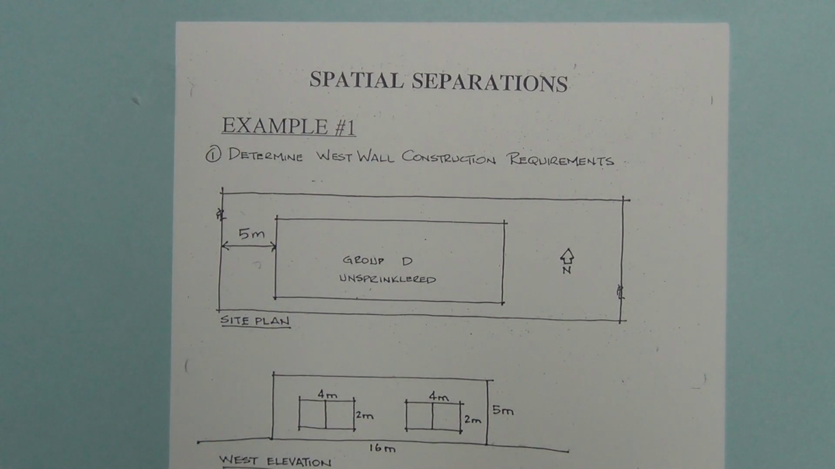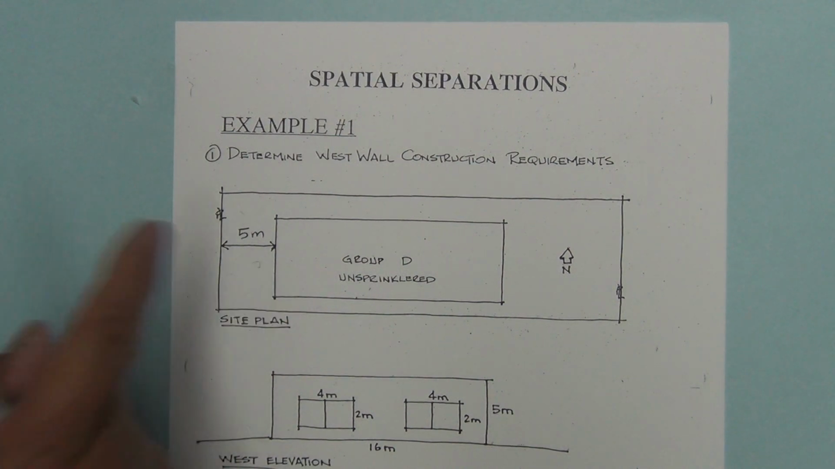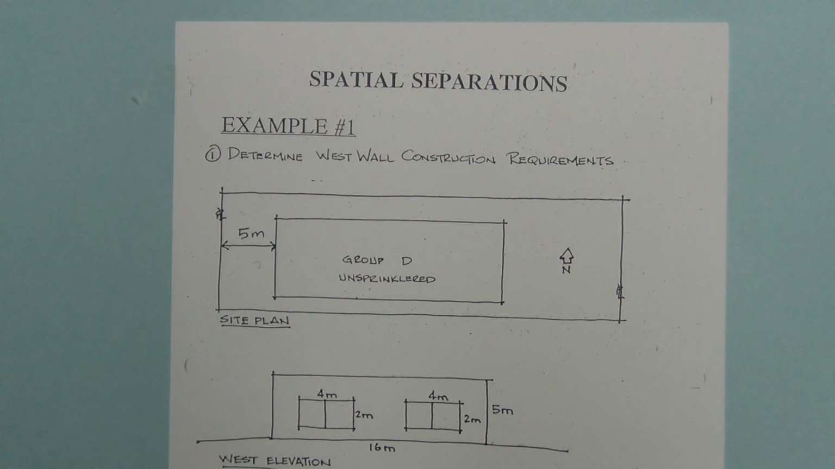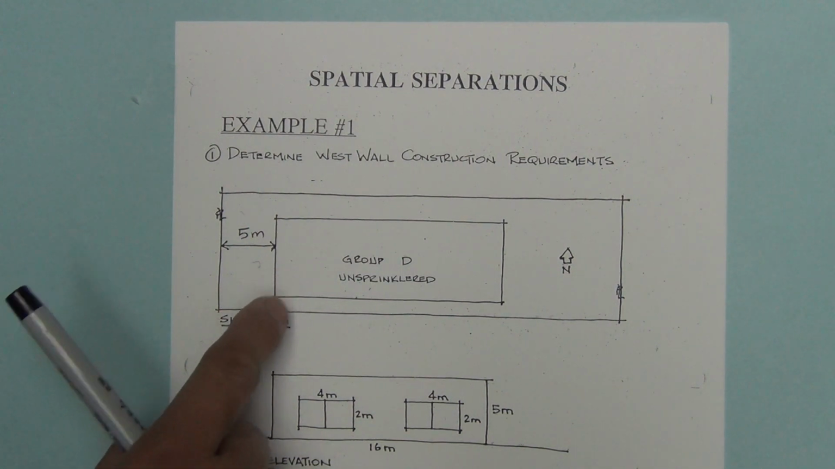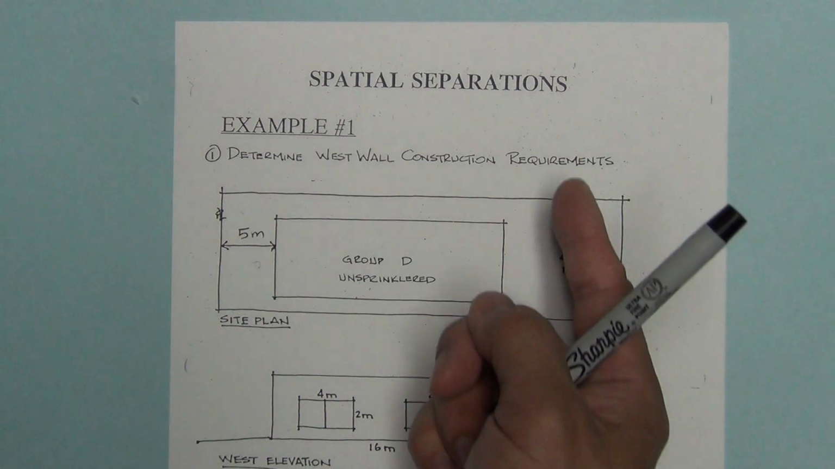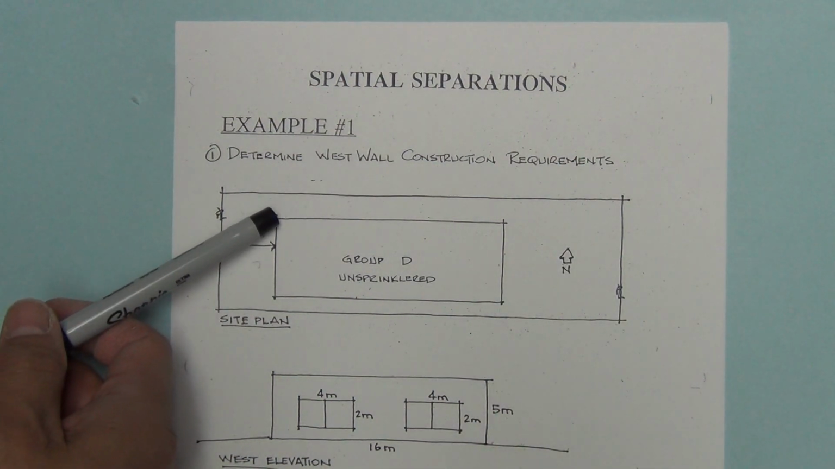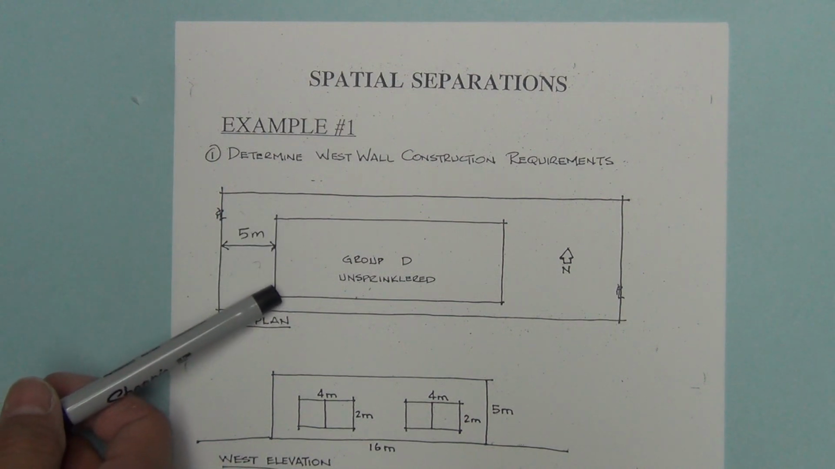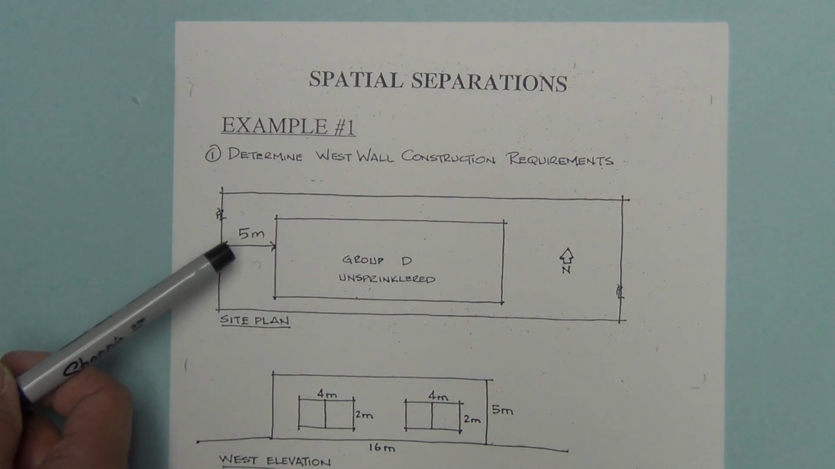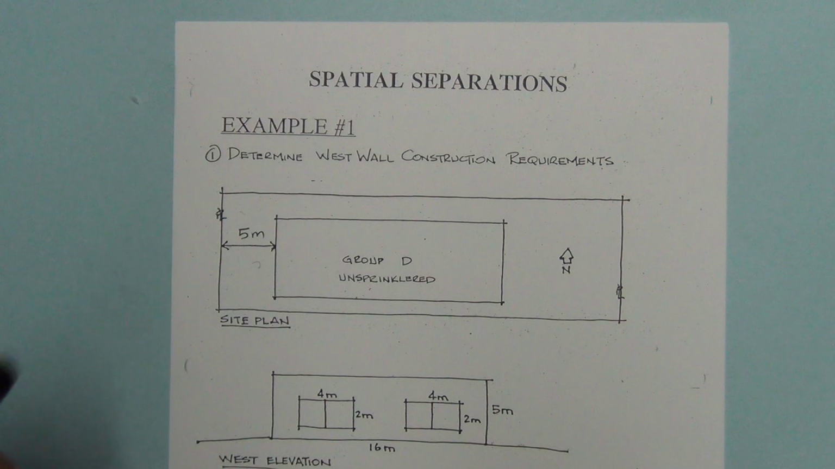Spatial separations. Example 1. In this example, we need to determine the west wall construction requirements for this building being a group D, major occupancy, and it's not sprinklered. So looking at this building within its property lines, that direction being the north, we want to look at the west wall, which is on this side. So on this side, we know that the limiting distance is 5 meters to the property line.